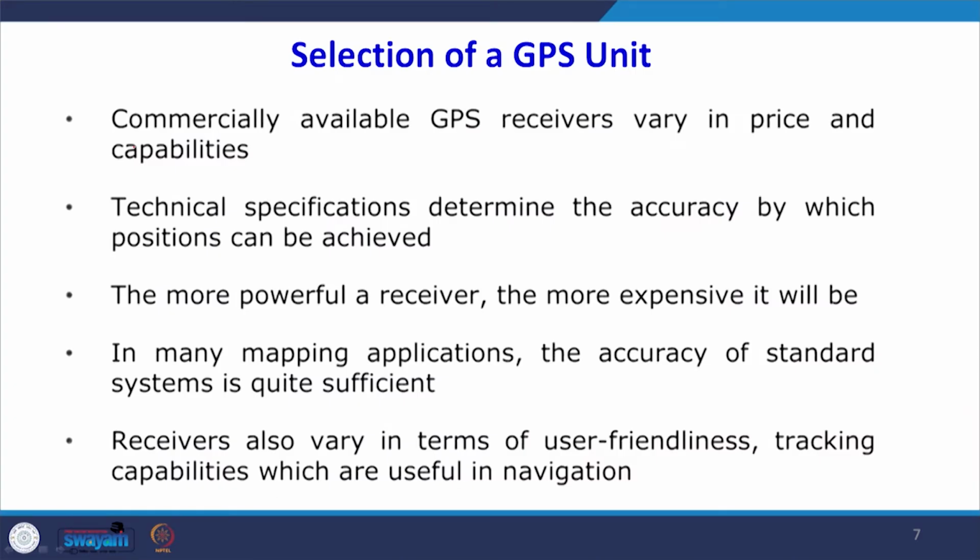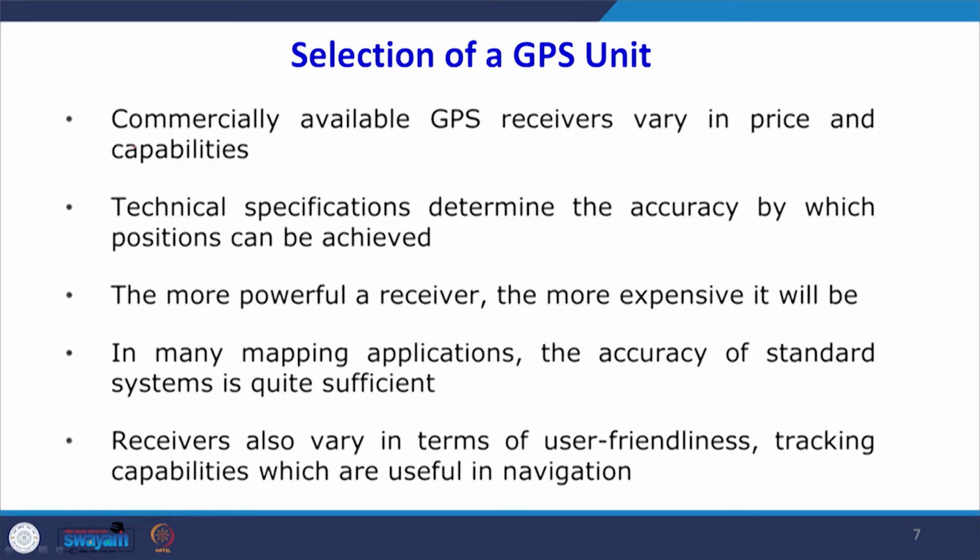So, the selection of the GPS unit is also very important when we are talking of data collection from these. We have a very large number of commercially available GPS receivers, and they vary in their price, they vary in their capabilities, different specifications are there which will determine the accuracy by which the position of the points can be achieved with those units. The more powerful a receiver is, the more expensive it will be. So, we have to take care of this particular aspect into mind.